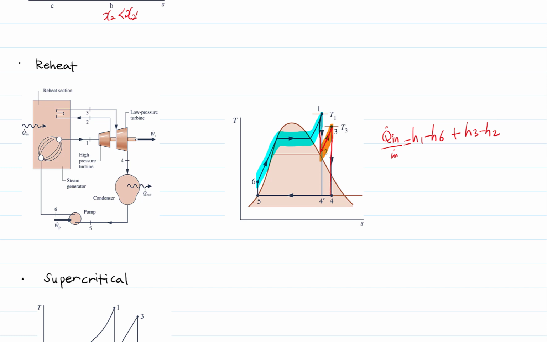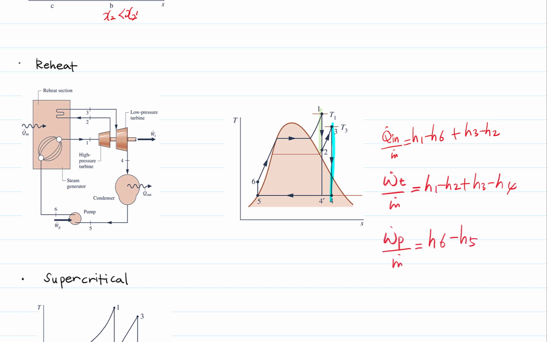And the turbine work output: H1 minus H2 is the work output by the first stage turbine. H3 minus H4 is the work output by the second stage turbine. The pump work input is H6 minus H5. So the net work output is turbine work output minus pump work input.